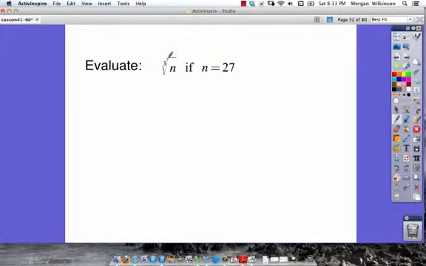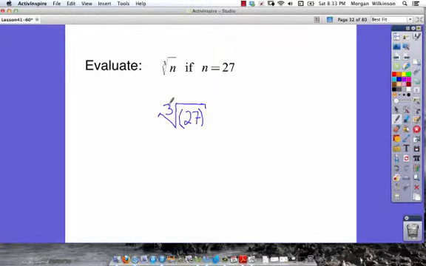Alright, we've got another one. Now we want the third root of n if n is equal to 27. So we're going to substitute the value of 27 in for n so we can find out what our answer is. We've got the third root of 27. We're going to put that 27 in parentheses because we should always put what we substitute in parentheses.